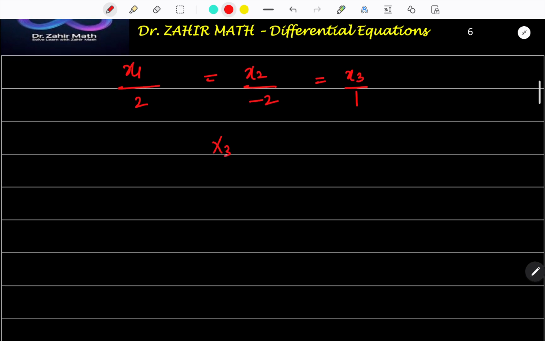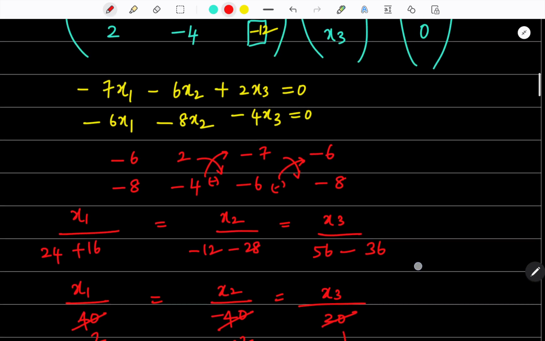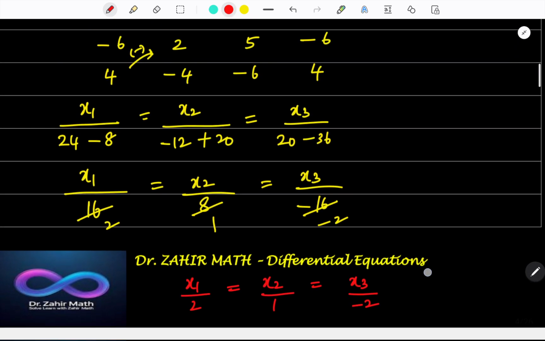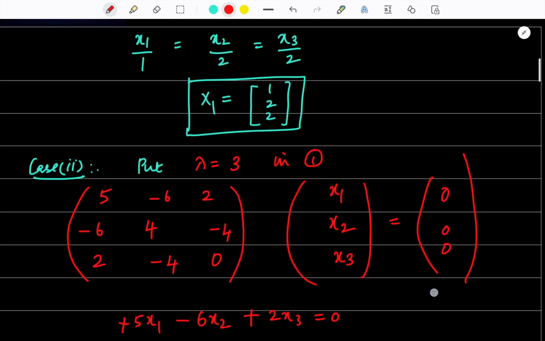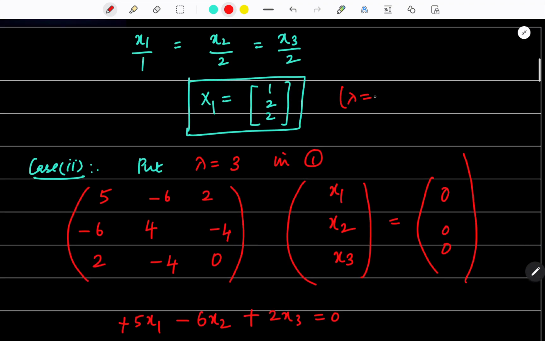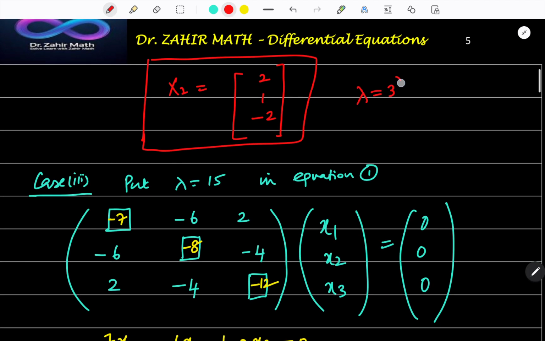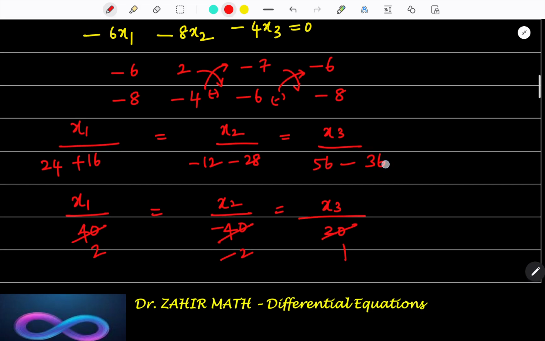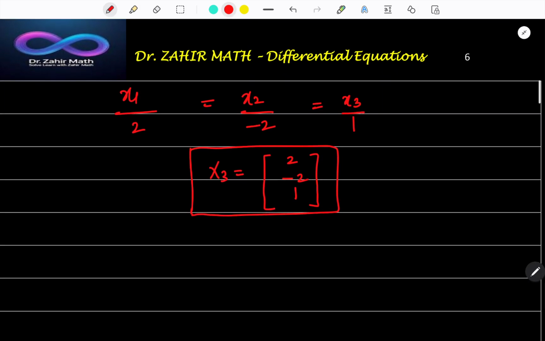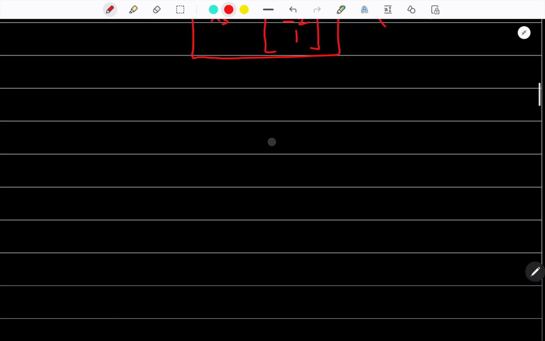So what will be the eigenvector x3? x3 will be 2, minus 2, 1. So this is my third eigenvector, and this is my second eigenvector, and this is my first eigenvector. This is corresponding to lambda equal to 0, and this is corresponding to lambda equal to 3, and this is corresponding to lambda equal to 15. So step number 2 is finished.